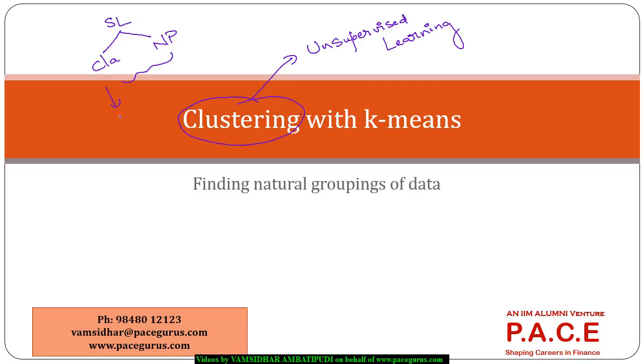Under the classification, we have looked at Naive Bayes, the nearest neighbor algorithm. We have looked at decision trees. We have also looked at classification rules. So these are the ones which cater to the classification problems.